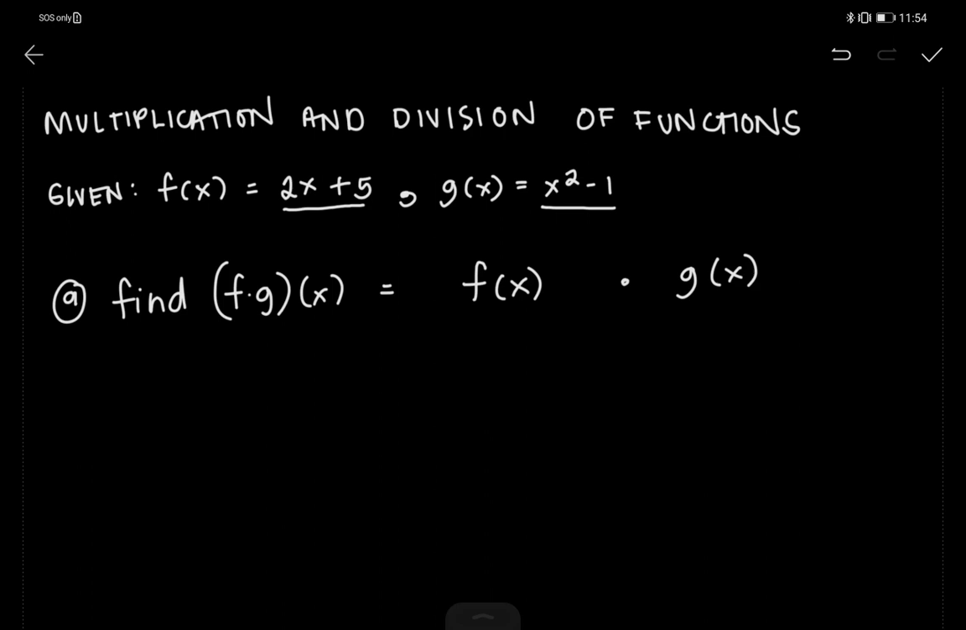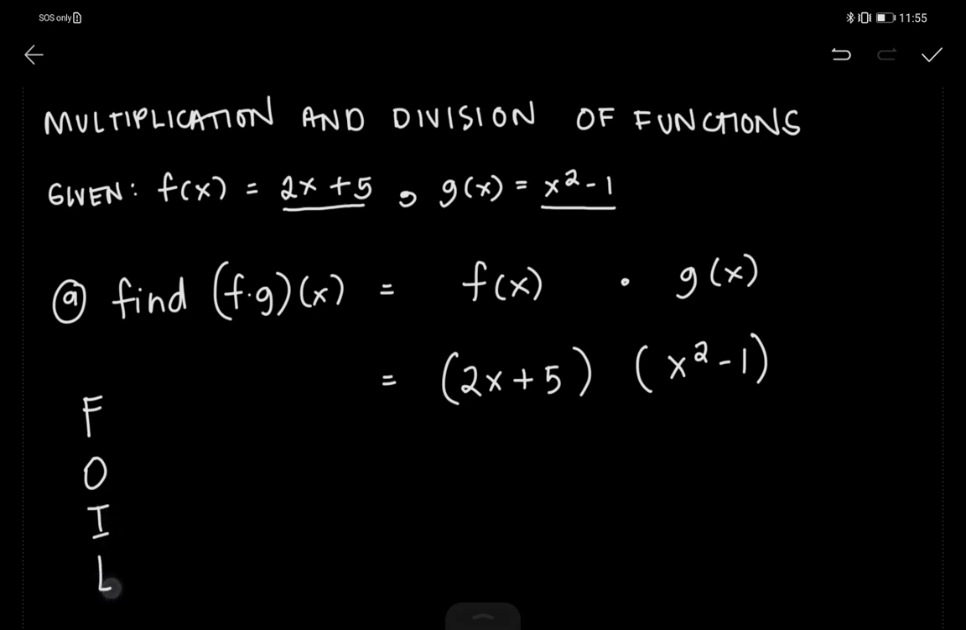So what we're going to do is we're just going to substitute the value of our f function, which is 2x plus 5, and multiply it to the g function, which is x squared minus 1. In this case, as you observe, we are going to multiply two binomials. In multiplying two binomials, we're going to use the FOIL method. F is the first term, O is the outer term, I is the inner term, and L is the last term. So let us do the first term.